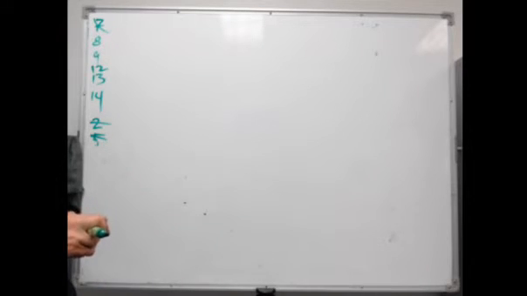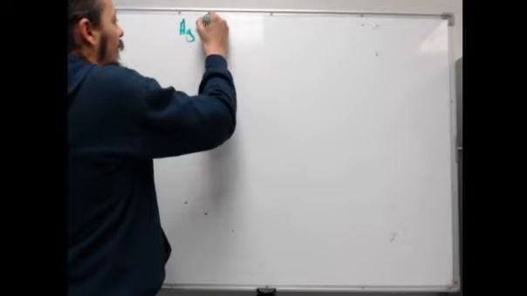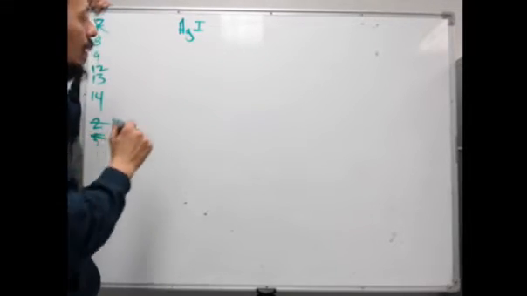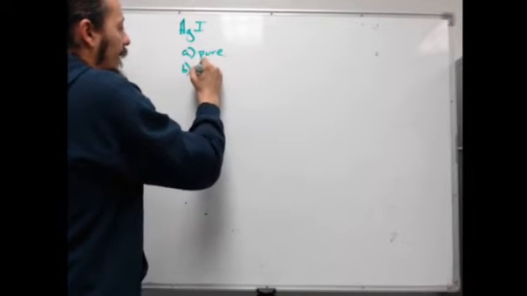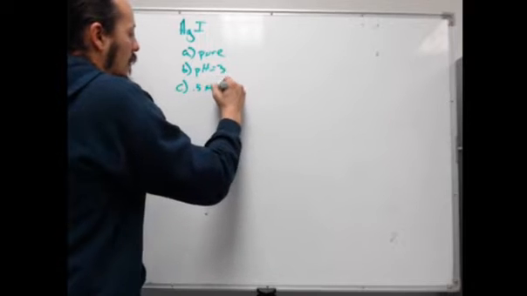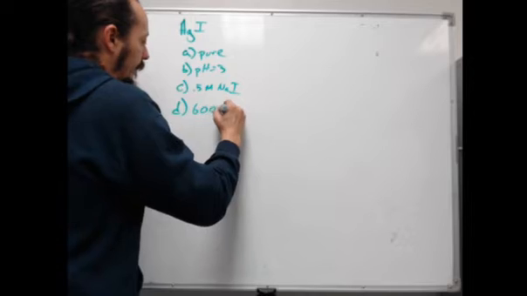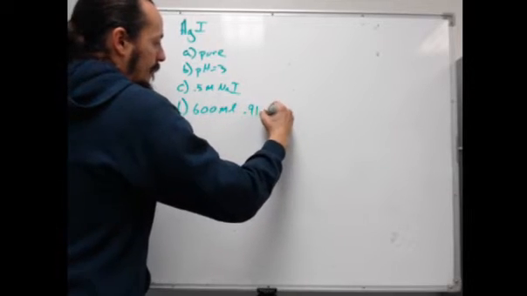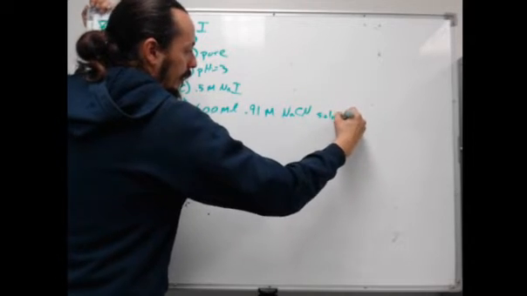Number 8. What is the molar solubility of AgI? Part A is in pure water, B is in water with pH of 3, C is in a 0.5 molar NaI solution, and D is in 600 milliliters of a 0.91 molar NaCN solution.